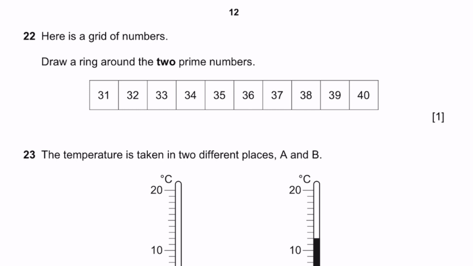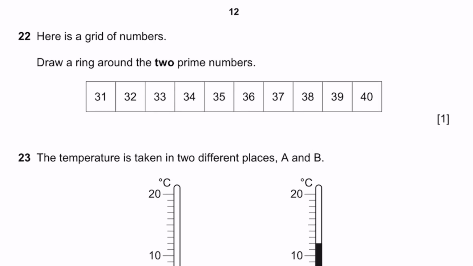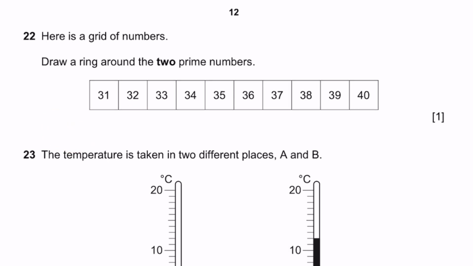Question 22. Here's a grid of numbers revolving around the 2 prime numbers. First, what is a prime number? A prime number is something which is not divisible by anything except for 1 and the number itself. Let's see. 31. Yes, it's a prime number.